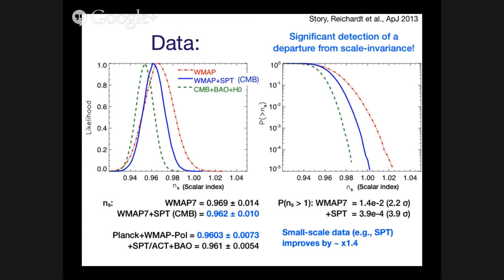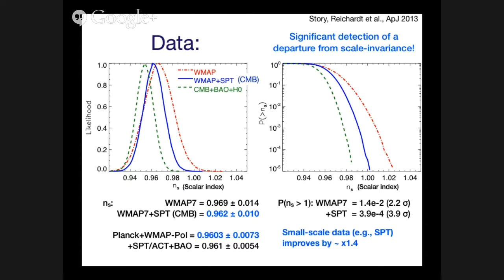And indeed, by adding the small scale CMB data, we get very significant detections now of a departure from scale invariance. With WMAP, we had around 2 sigma. By adding South Pole Telescope data, you can bring this up to about 4 sigma, 3.9 sigma. And Planck raised this up to about 5 sigma, and Planck plus SPT, which is another small-scale experiment, brings it up to around 7 sigma. So the small-scale CMB data, even with Planck, is improving the measurement by a factor of 1.4. This is now a very significant detection of a departure from scale invariance, matching that prediction of the inflationary model.